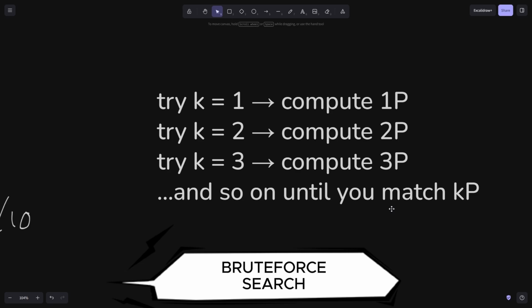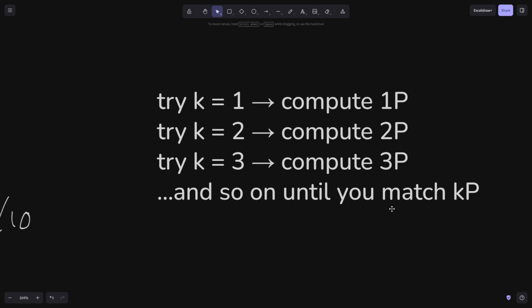But why does that fail in real life? In real systems, K is enormous. We are talking about values like 2 to the power 256, which is very huge. It is so large that even the fastest supercomputers in the world cannot try enough possibilities before the universe runs out.